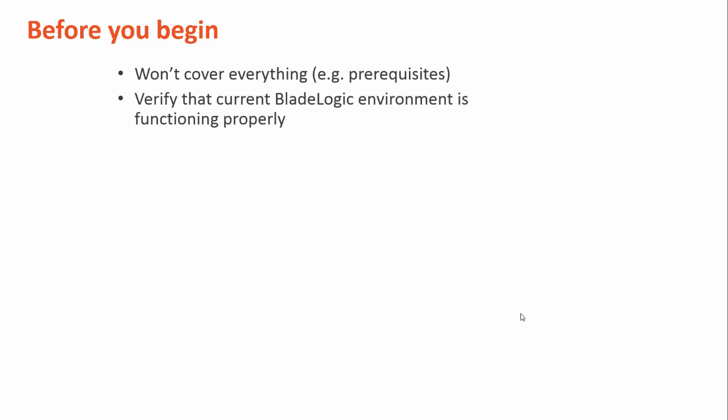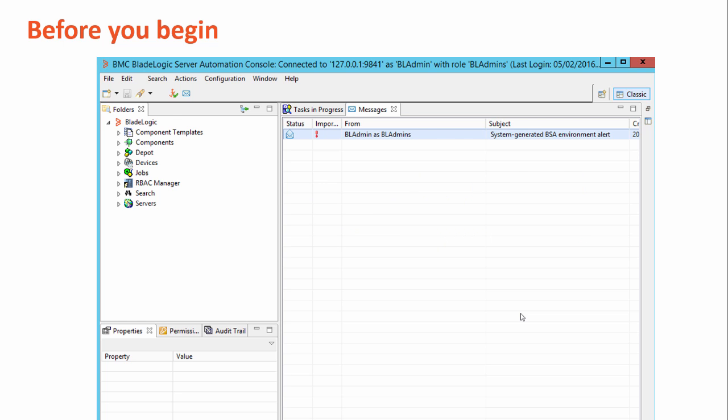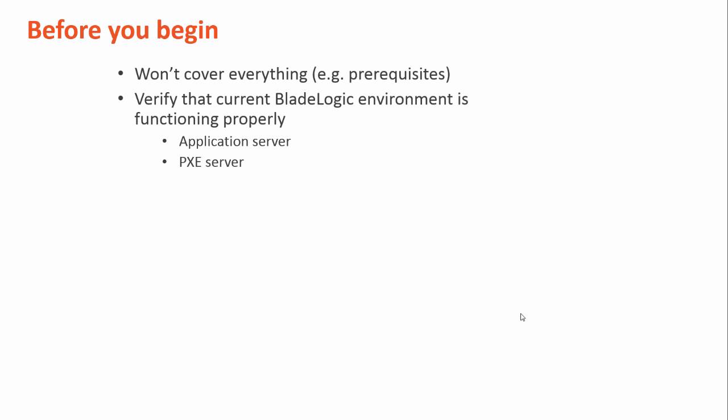Make sure that your 8.6 or your 8.7 installed version is working correctly. This includes logging in to the application server and making sure that you can access it, and going into the Pixie server and the RSCD agents and making sure that they're all running.